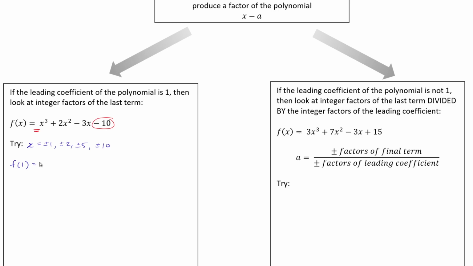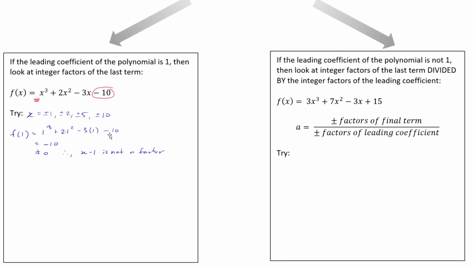So if I input these values, I get 1 cubed plus 2 times 1 squared minus 3 times 1 minus 10, and I get negative 10. So negative 10 certainly is not equal to 0, so therefore I know that x minus 1 is not a factor. Now, I'm writing this out for you guys, but in the future you don't have to, you just have to do the calculation. If you find that it's not a factor, you don't have to write therefore x minus 1 is not a factor, you just move on to the next value.